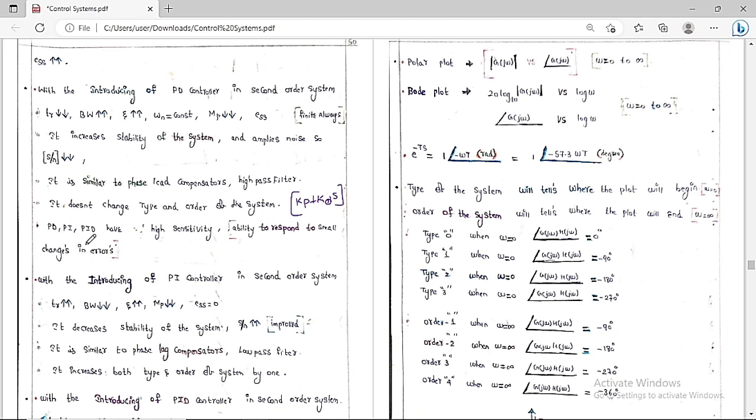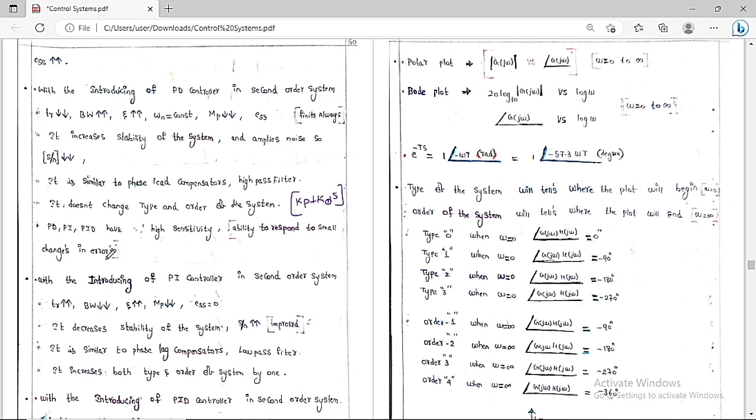So PD, PI and PID have high sensitivity, so they are able to respond to even small changes in errors, because these errors are given as an input to these controllers. Based on this, they are going to do some modifications and give the output. Therefore, finally we get the steady state output, the actual output that we require, easily with the help of these controllers.